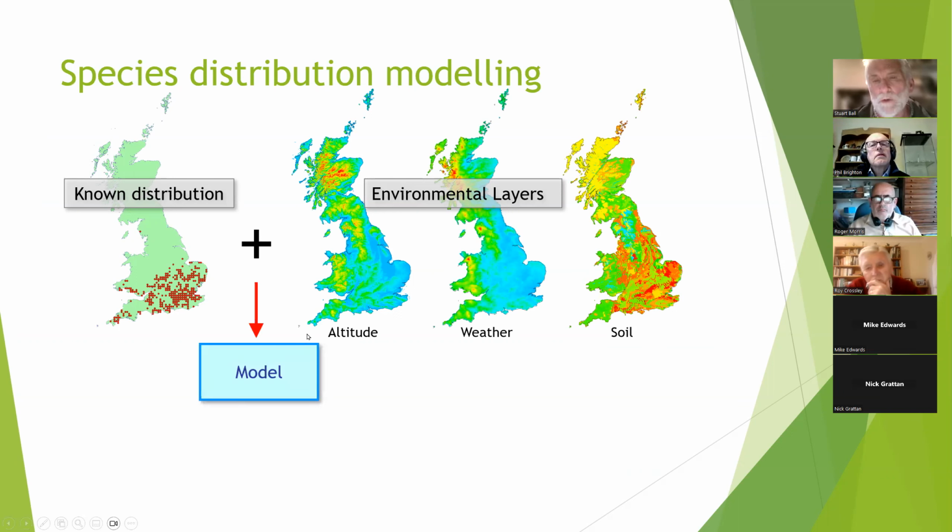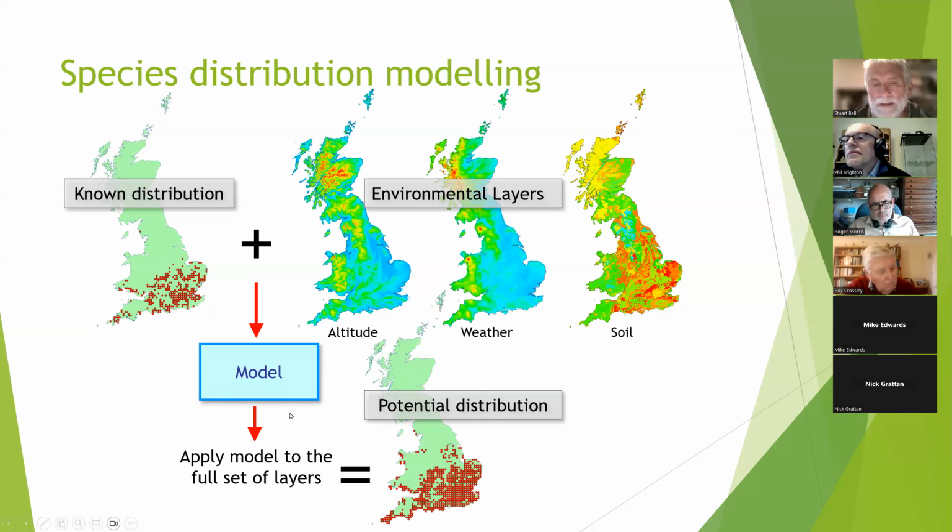We try to form a model which compares the environmental conditions at the places where the species has been recorded to a random sample of the whole background and tries to spot a pattern in the places where the species occurs. We can then apply that model to the whole layers and get a potential distribution, which is the areas where the environmental conditions would seem to be right for that species, and therefore we might reasonably expect it to occur.